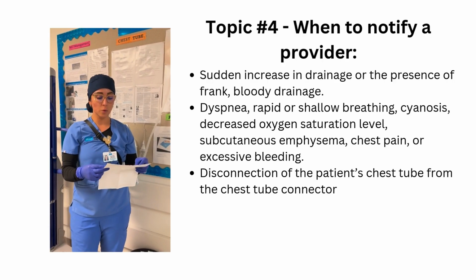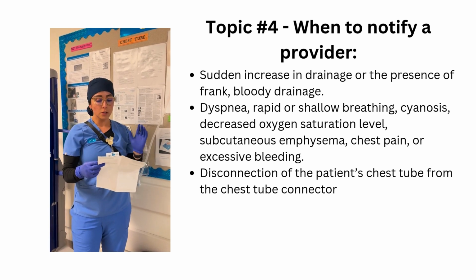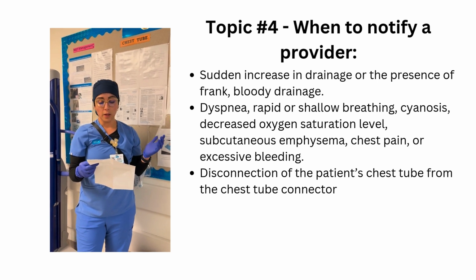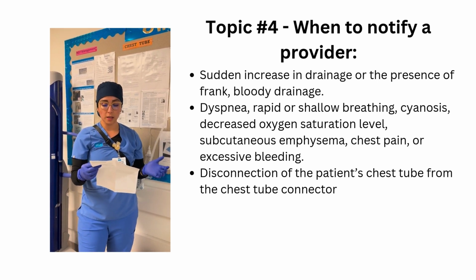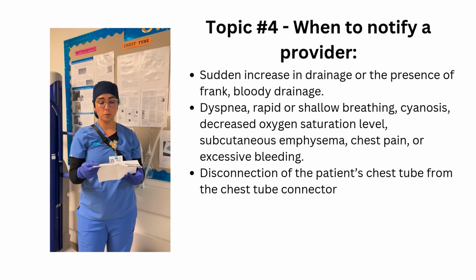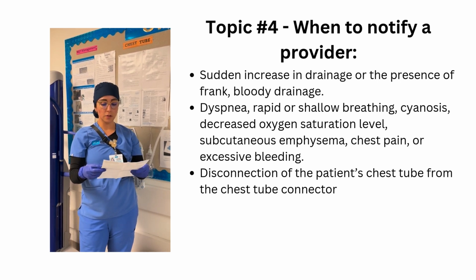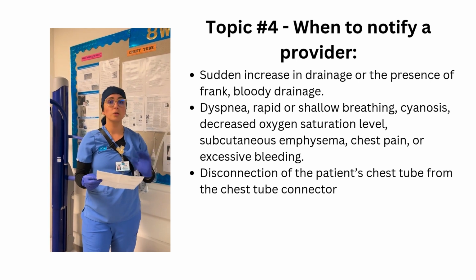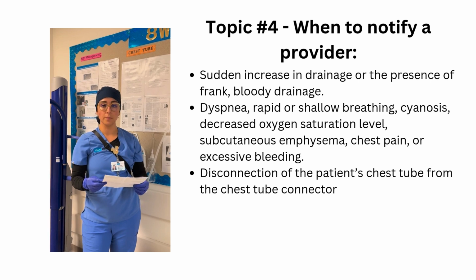For this last section, we will be reviewing when to notify a provider. If there is a sudden increase in drainage or the presence of bloody drainage, any dyspnea, rapid or shallow breathing, cyanosis, decreased oxygen saturation levels, subcutaneous emphysema, chest pain, or excessive bleeding. And lastly, if there's any disconnection of the patient's chest tube from the chest tube connector or the chest tube chamber, those are all valid reasons to immediately page the provider.